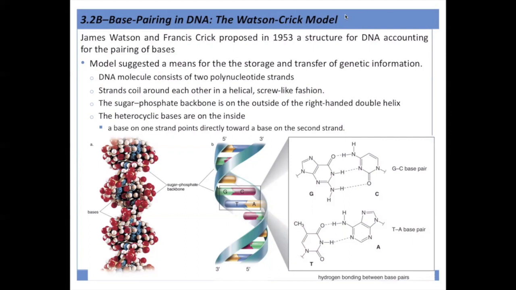So the strands coil around each other in a helical screw-like fashion. Again, the strands are running anti-parallel, and the heterocyclic bases are on the inside, and the phosphates are on the outside. And again, it's really interesting that it took them so long to figure that out, because it would make sense that you have the charged group, the phosphates, pointing towards water. But those were different times. Not saying that I would have come up with it, but it's really interesting to look back and see the stumbling blocks that people have in science. And once they realize it, it just becomes obvious.